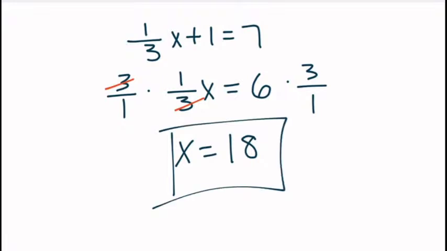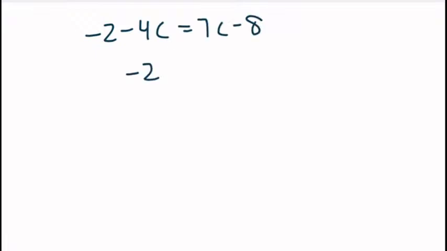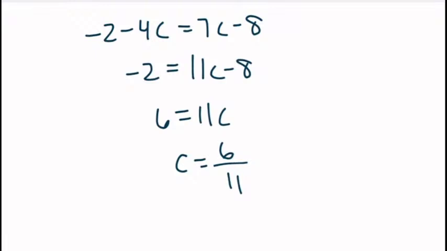And we'll be practicing this even more in our next few lessons when we get into slopes. So we have a few more problems for linear equations. Let's do negative 2 minus 4c equals 7c minus 8. So I'm going to move the negative 4c to the right side, and you get 11c minus 8. Then move the negative 8 to get 6 equals 11c. Divide by 11 to ultimately get c equals 6/11. Oh, that's your final answer.